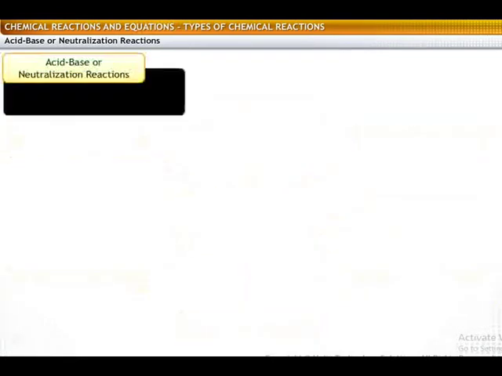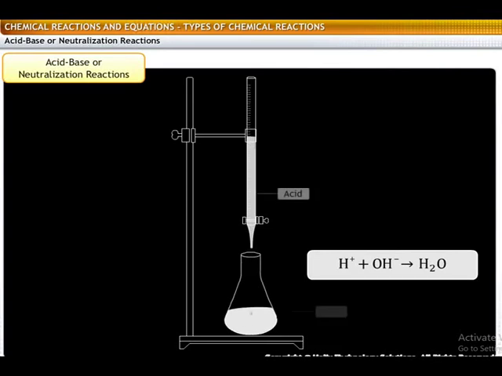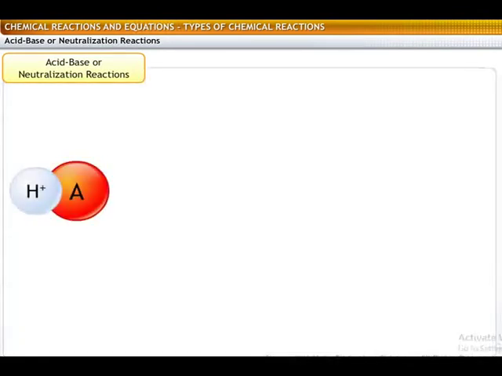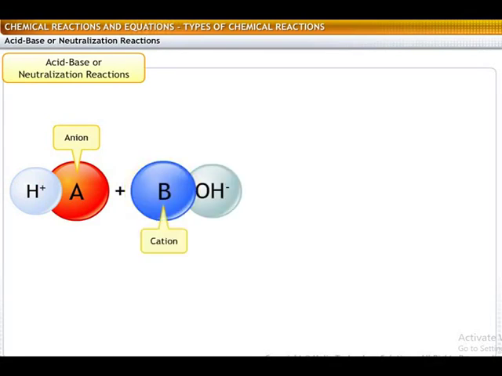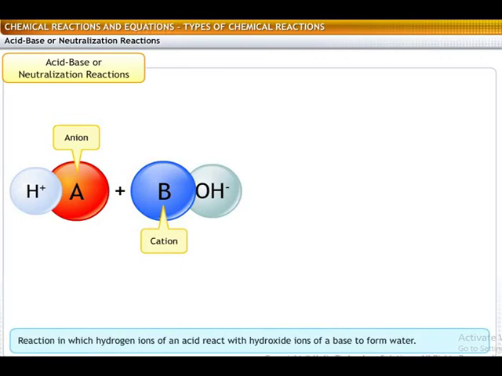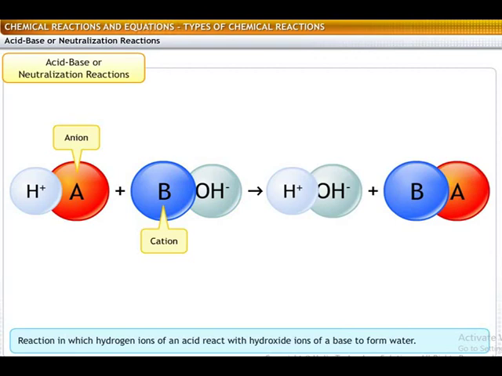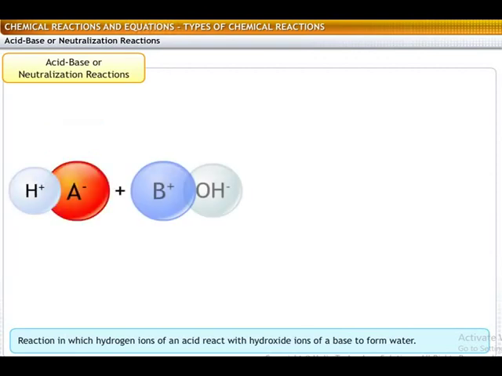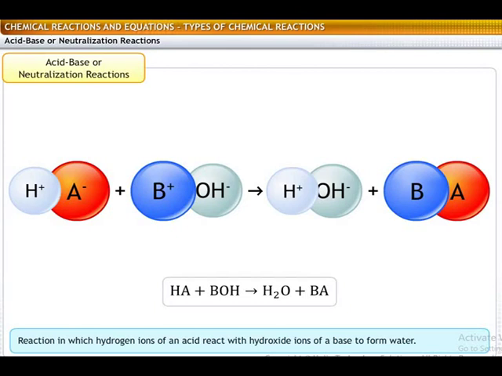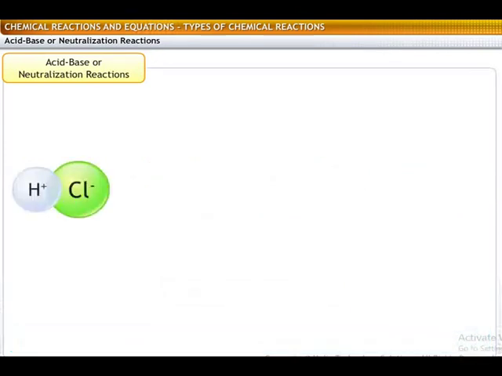An acid-base reaction is a special kind of displacement reaction between an acid and a base. Most acids have the general formula HA, where A is an anion, while most bases have the form BOH, where B is a cation. In an acid-base reaction, the hydrogen ions of an acid react with the hydroxide ions of a base to form water. Therefore, in the general form of an acid-base equation, HA, an acid reacts with BOH, a base, to produce water and a salt, BA. An example of an acid-base reaction is the reaction between hydrochloric acid and sodium hydroxide.